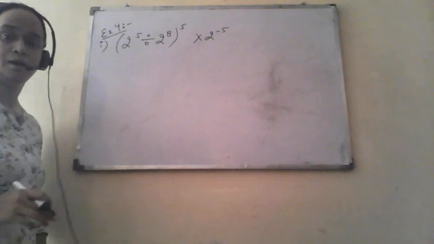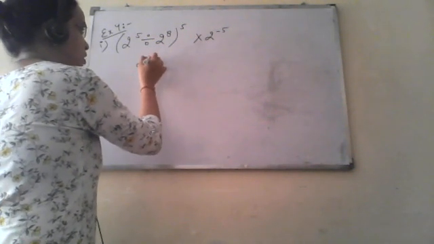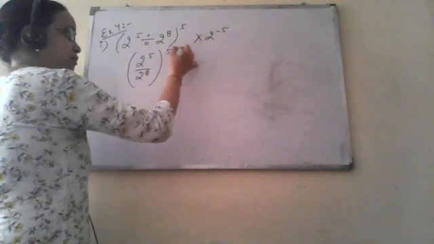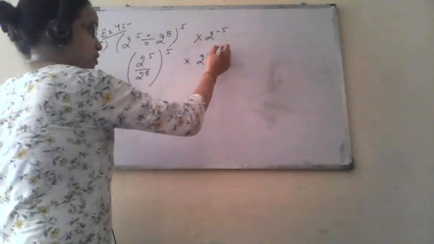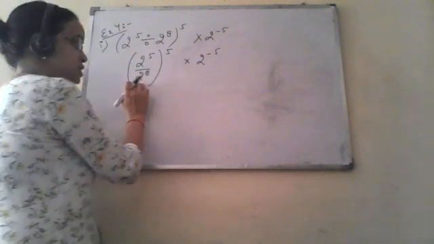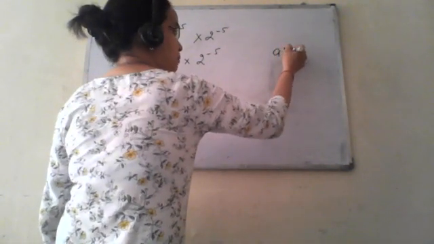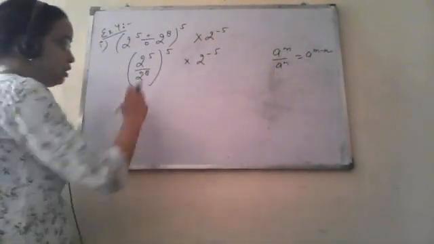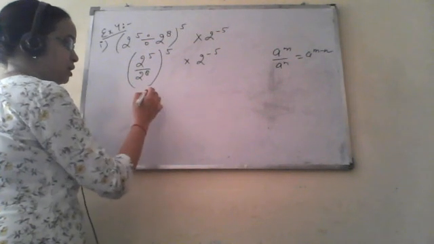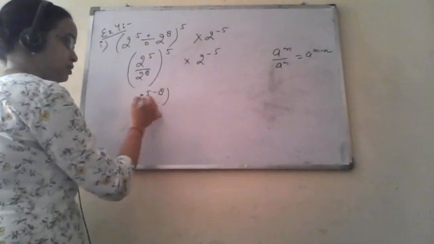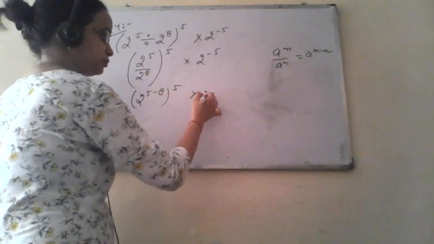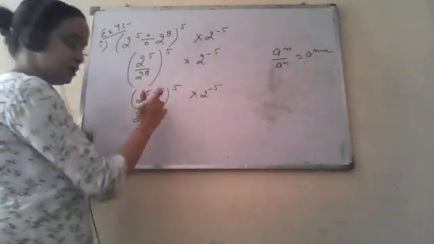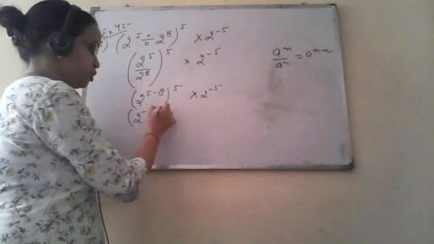So first we have to solve the bracket. What is it? 2 to the power 5 upon 2 to the power 8, whole raised to the power 5, and 2 to the power minus 5 as it is. Now this inner bracket is in the form of a to the power m upon a to the power n. It will become a to the power m minus n. So it is 2 to the power 5 minus 8. Clear? Now it will become 2 to the power 5 minus 8, which is minus 3, and whole raised to the power 5.